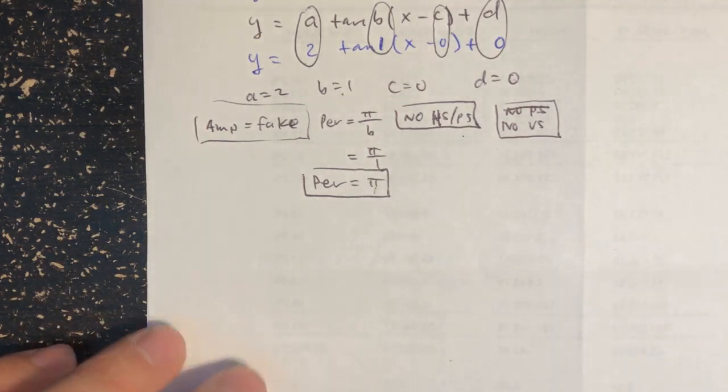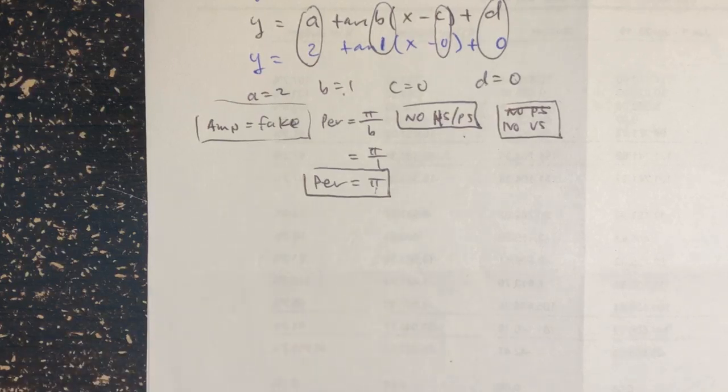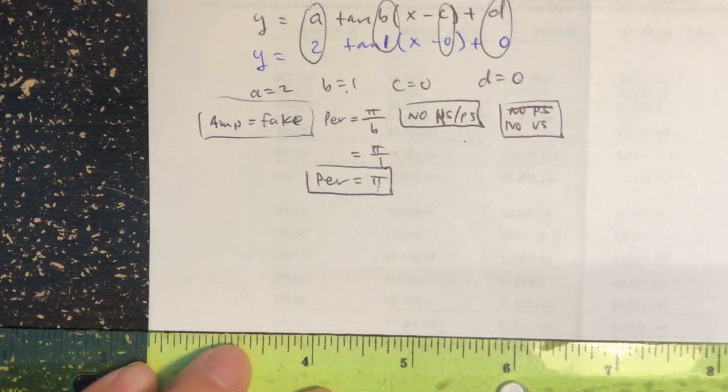I'm going to go ahead and get my graph here. Let me get a ruler really quickly. Let's draw out some points here.